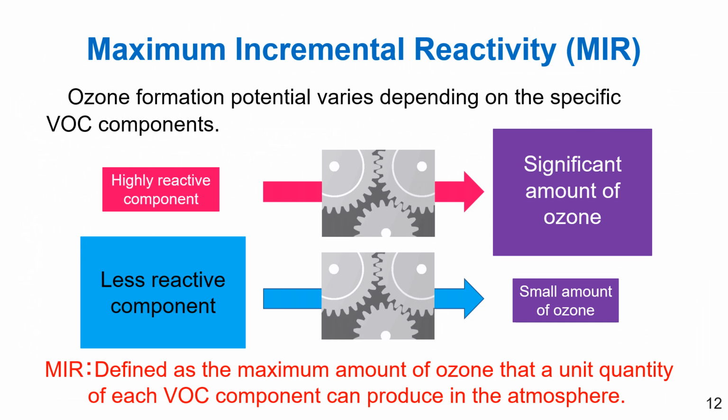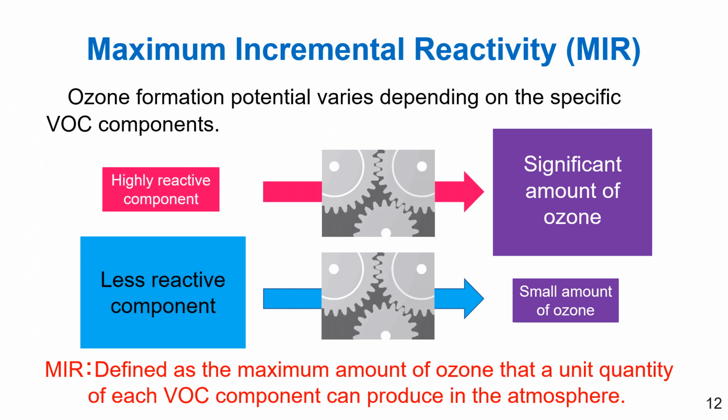Typically, indicators of the contribution of VOCs to ozone formation include the reaction rate constant with hydroxyl radicals and maximum incremental reactivity, MIR. However, to evaluate the overall photochemical reactivity without limiting it to reactions with hydroxyl radicals, we used MIR.